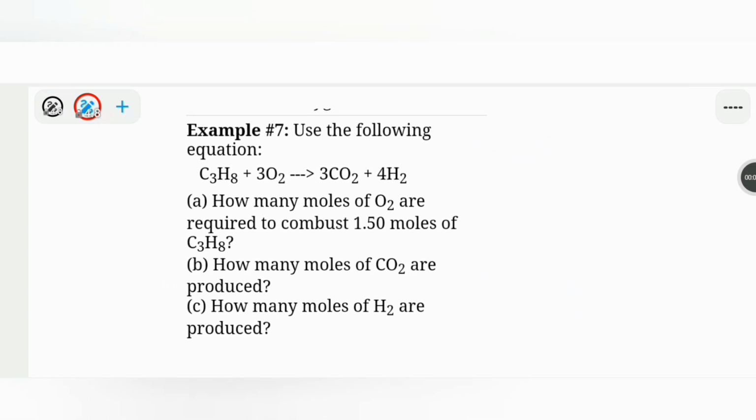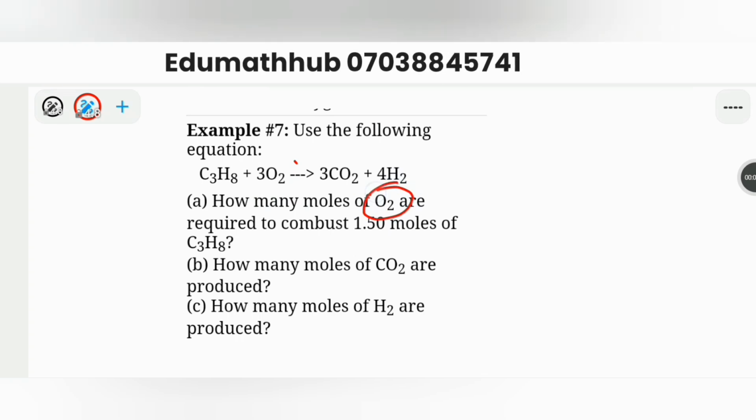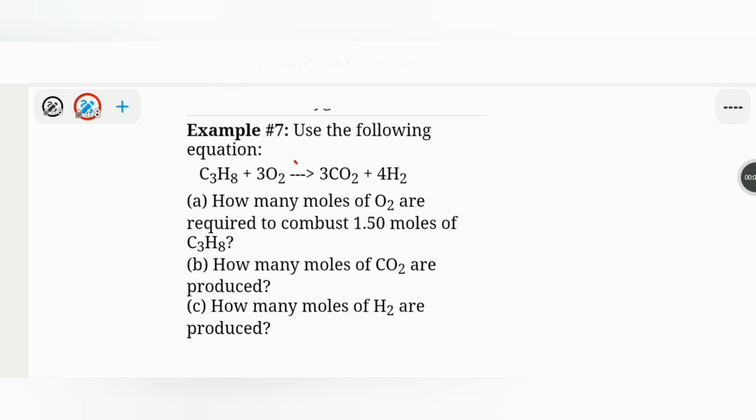So use the following equation. This is the equation that you are given. They are told: how many moles of O2 are required to combust 1.5 moles of C3H8? C3H8 is propane. So you're telling us how many moles of this is required. What we are looking for, if you see the question, how many moles, we are looking for O2. So O2 is unknown.